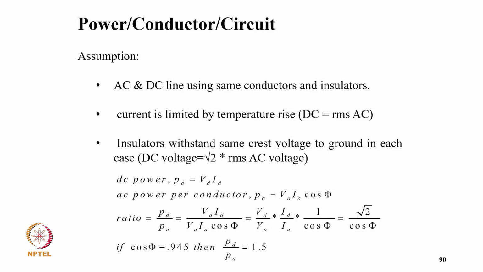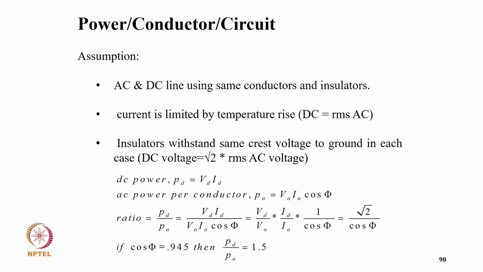Now coming to power comparison, with assumptions: an AC and a DC line using the same conductor and insulator, the current is limited by temperature rise, so DC current equals RMS AC current. The insulator withstands the same crest voltage to ground in each case, so DC voltage equals root 2 times RMS AC voltage. So DC power is PD equal to VD ID, and AC power per conductor is PA equal to VA IA cos phi.